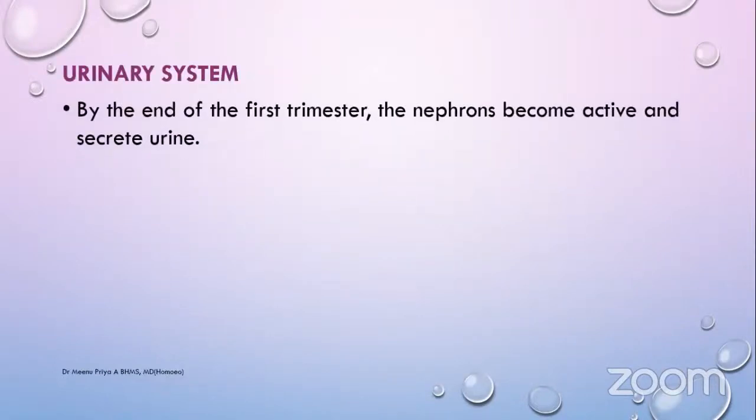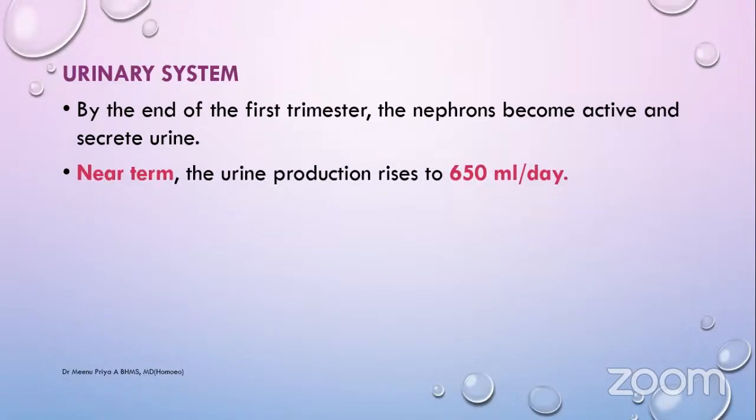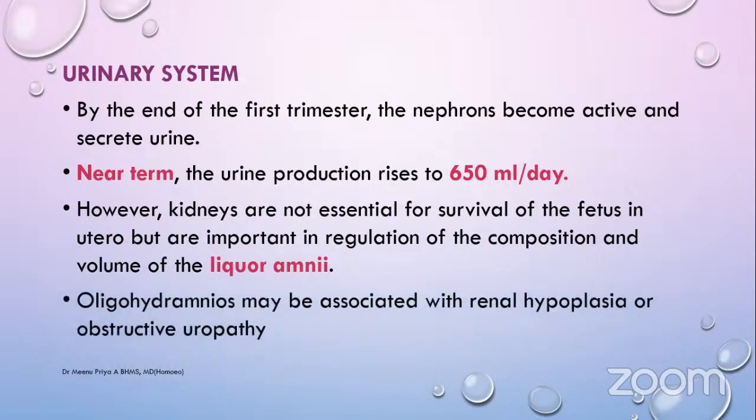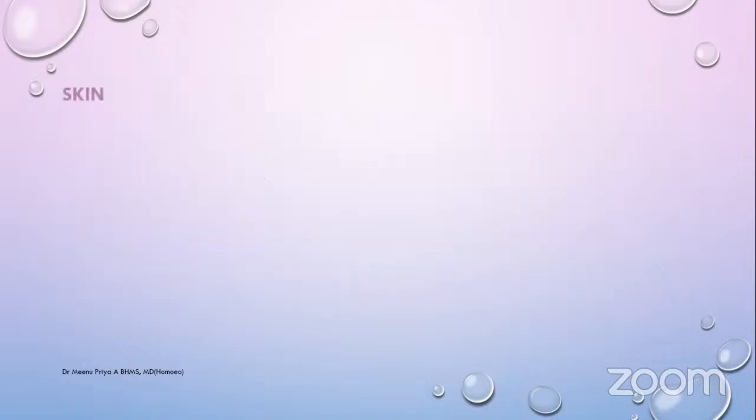Next, urinary system. By the end of first trimester, the nephrons become active and secrete urine. Near term, the urine production of fetus is 650 ml per day. However, kidneys are not essential for survival of fetus in utero, but are important in the regulation of composition and volume of liquor amnii. So, oligohydramnios may be associated with renal hypoplasia or obstructive uropathy. So, the importance of kidneys in a fetus is for the function of liquor amnii or amniotic fluid.